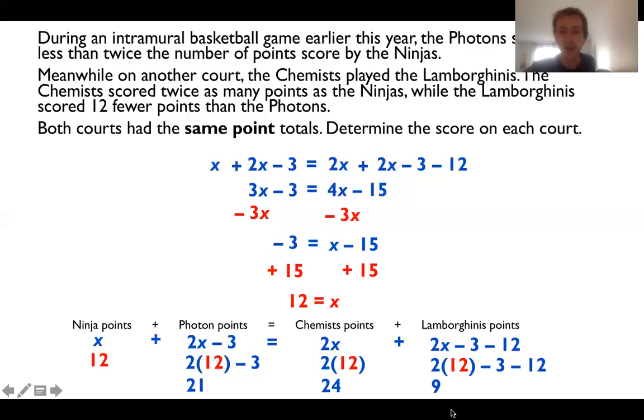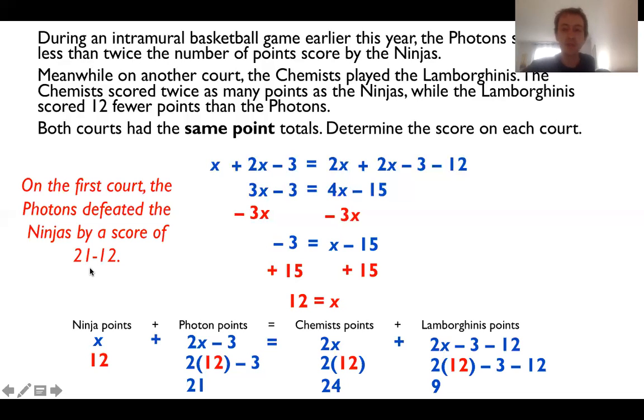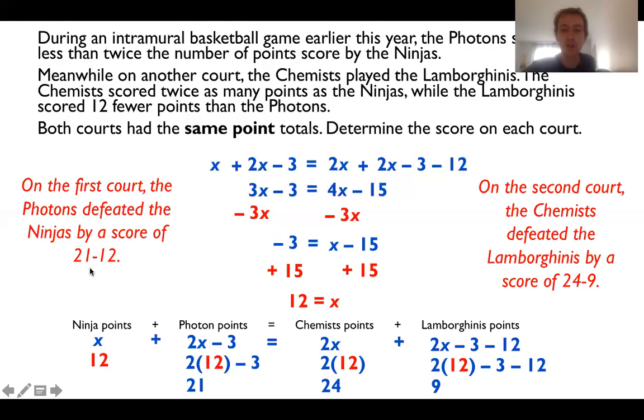So there you go. We won the game 21-12. Meanwhile, over on the other court, the Chemists defeated the Lamborghinis 24-9. In real life, the Lamborghinis, I think, were the only team that beat us, so they get punished by losing in my made-up math problem.